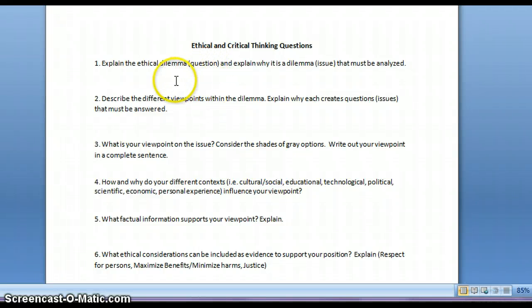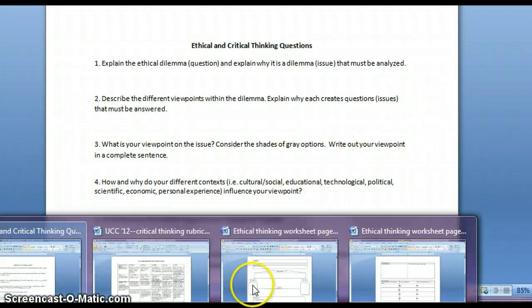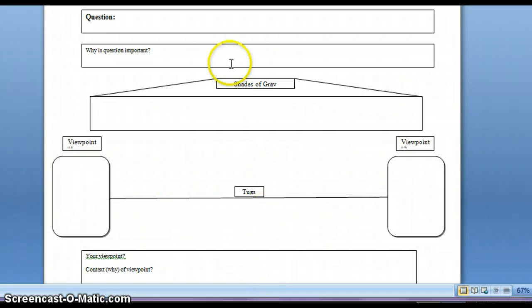Okay, question number 1. Explain the ethical dilemma or the question and explain why it is a dilemma or an issue that must be analyzed. If you go back to the first page of our worksheet, if you remember, we did the ethical question. What is the ethical question? You're going to use this for question number 1 on the questions.